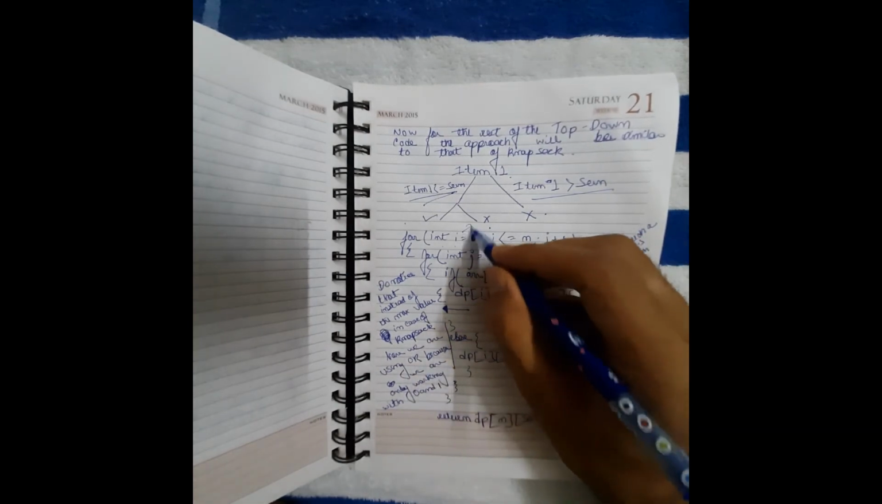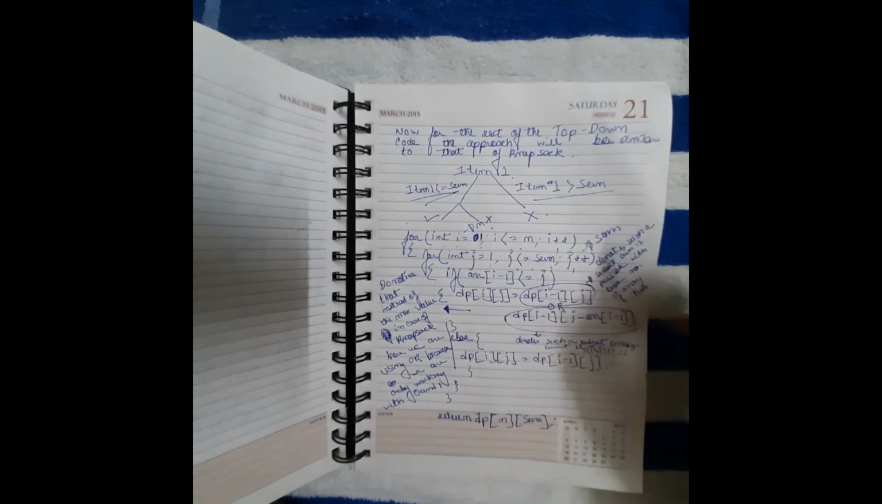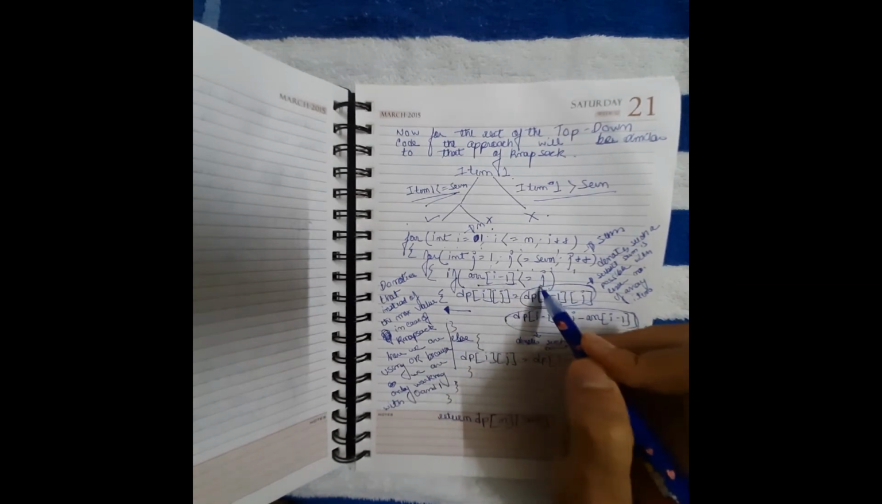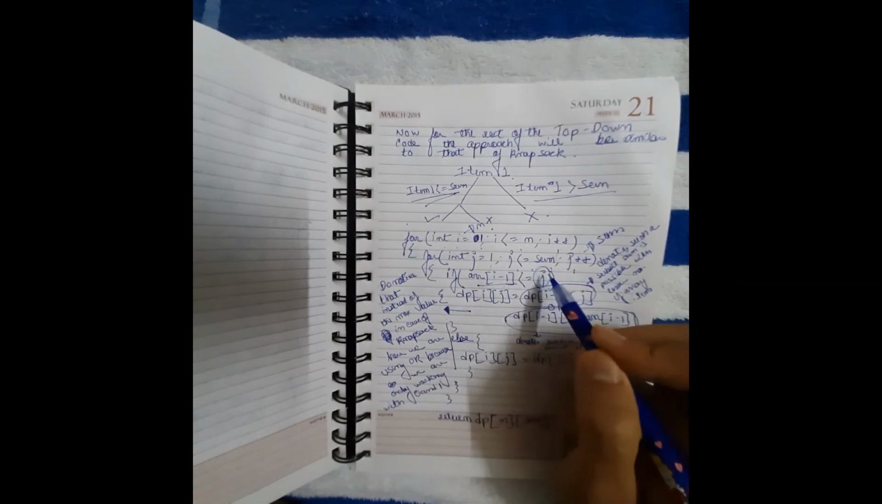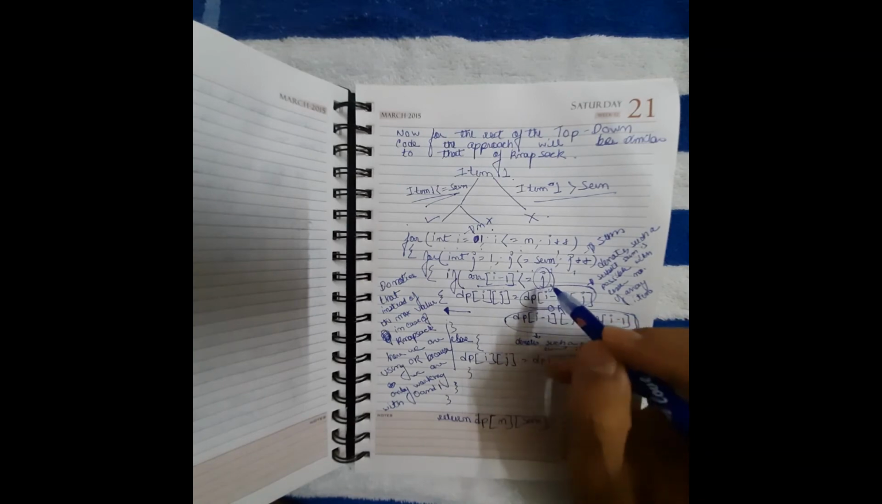So i denotes our n, j denotes our sum. Cool. Now if the array element is less than or equal to the sum that we are considering at that particular moment, this is okay. So we can choose to add that element, or we can choose not to add that element.